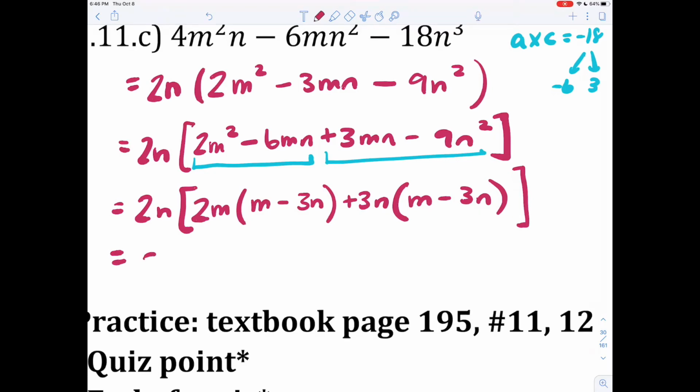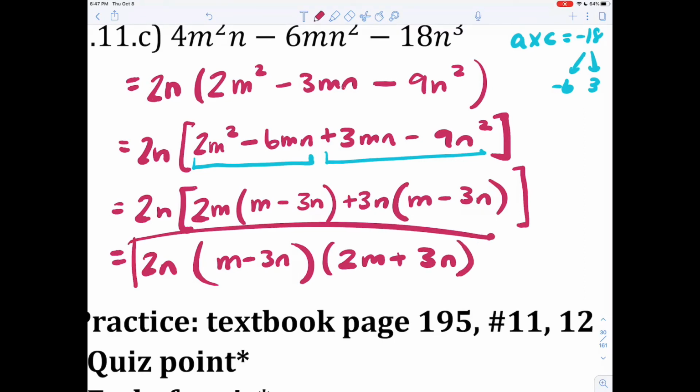Alright, so I still have my GCF. Of my bracketed area here, I can see that both have an m minus 3n in common, and what remains is 2m plus 3n. Huzzah!